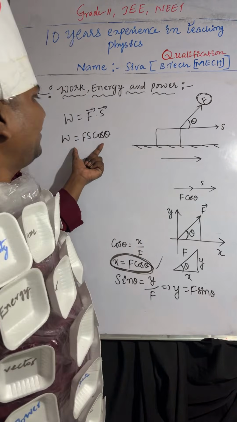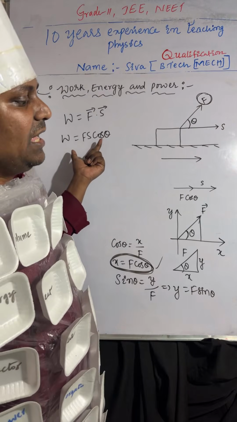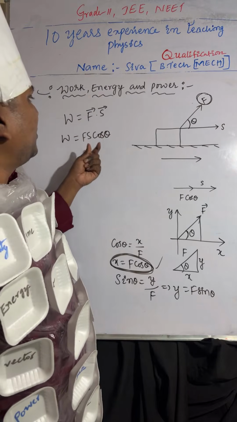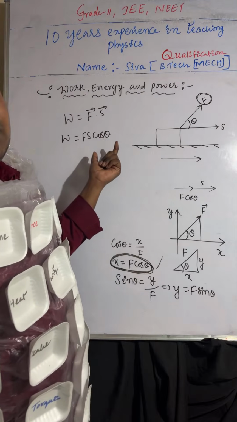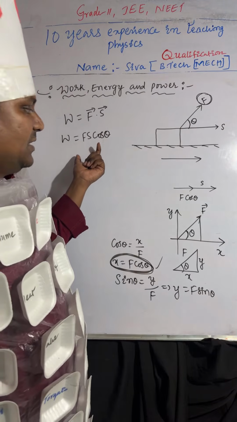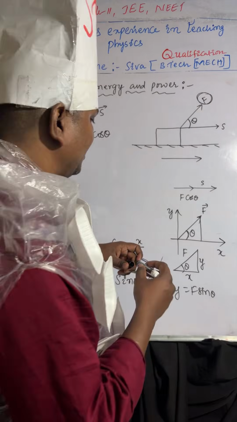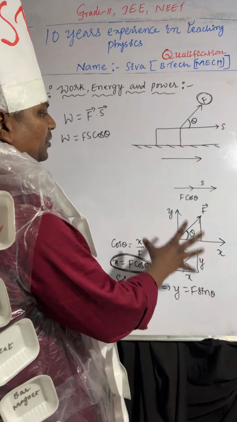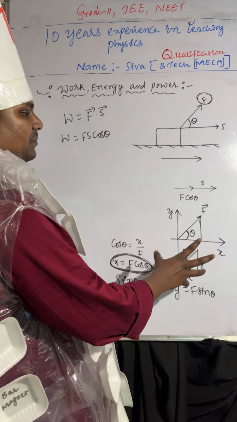That's why we are taking Fs cos theta. After removing the dot product, we take W equal to Fs cos theta. I hope it is very clear. Understood or not? Now, this is very important: resolving the components is very important.